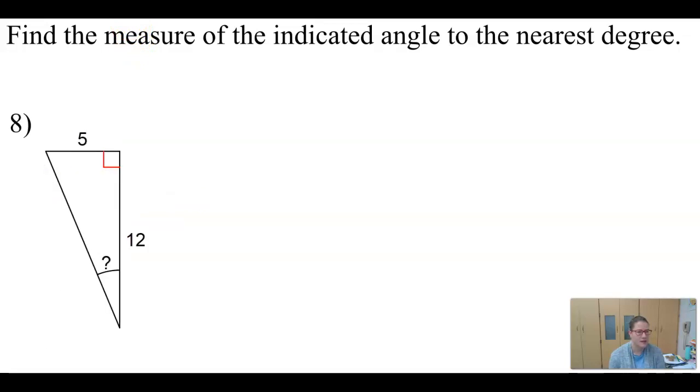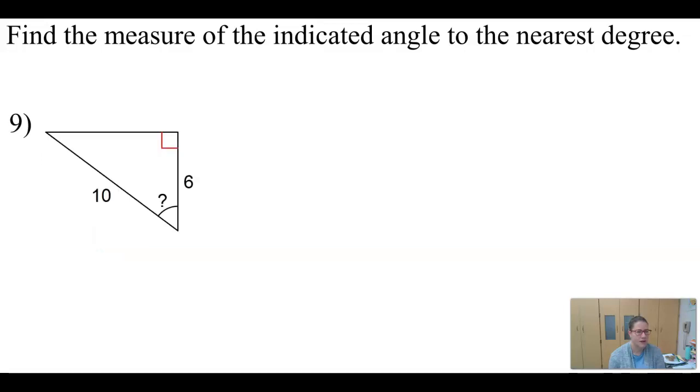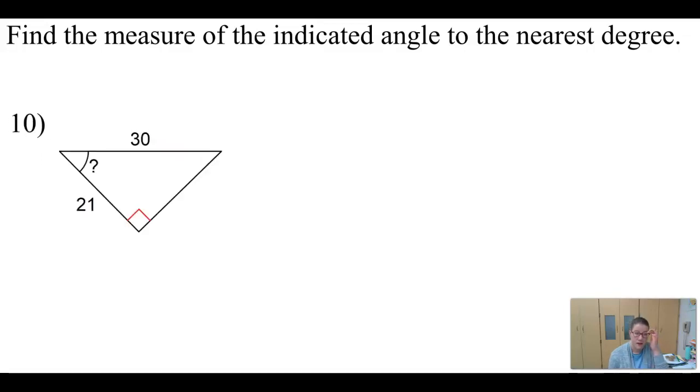Okay, we'll just do this one. So we have a missing angle here. We're going to set up our ratio here. This is the adjacent side. Here is the hypotenuse. So because, again, this is using adjacent and hypotenuse, we're going to be using cosine.